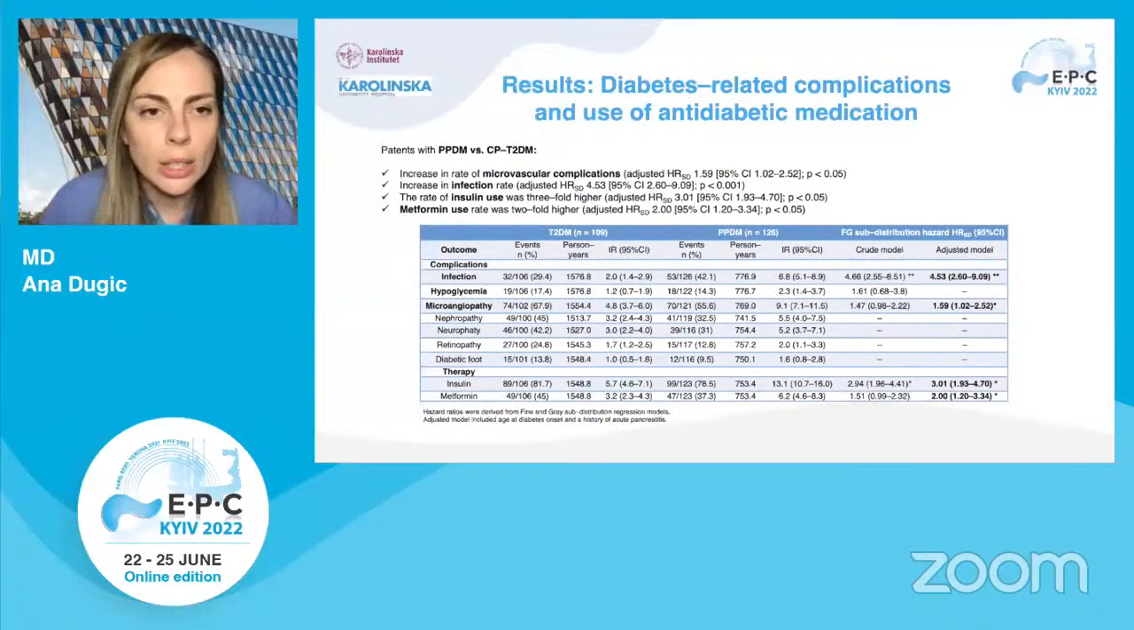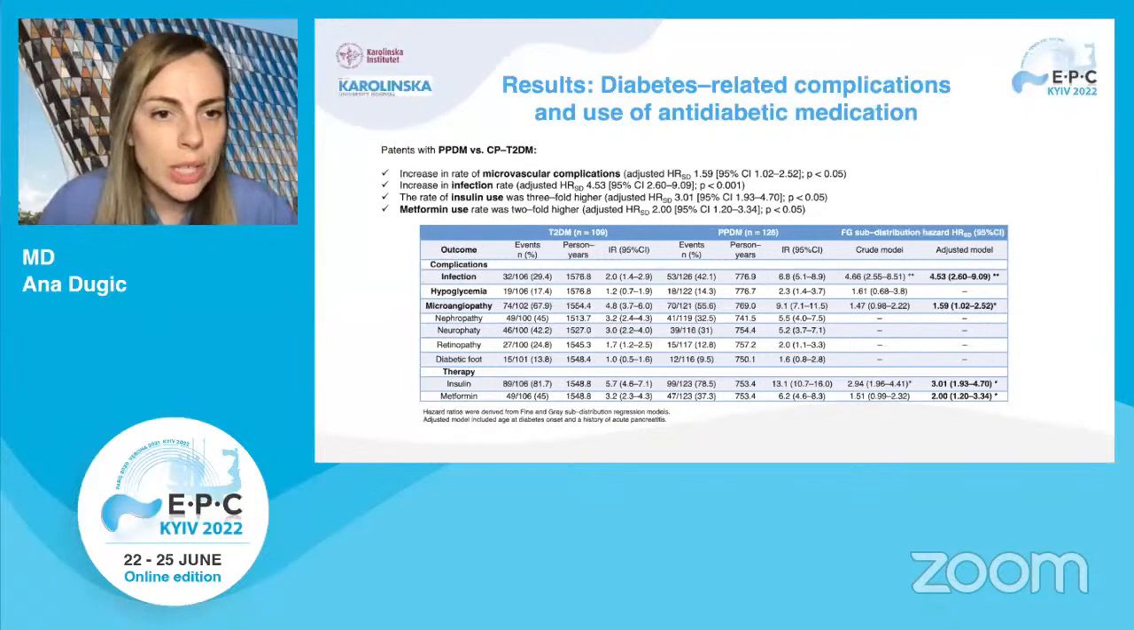The second analysis included patients with PPDM and patients with chronic pancreatitis and type 2 diabetes mellitus. When comparing these 2 groups, we found that patients with PPDM had an increased rate of microvascular complications. This was a composite outcome consisting of nephropathy, neuropathy, retinopathy, and diabetic foot, with an adjusted hazard ratio of 1.6.